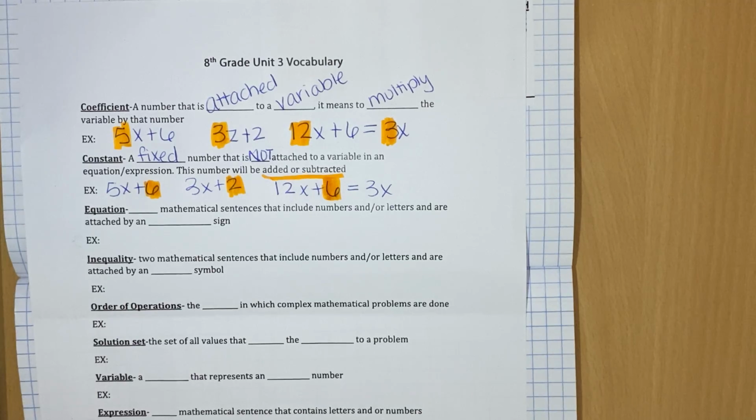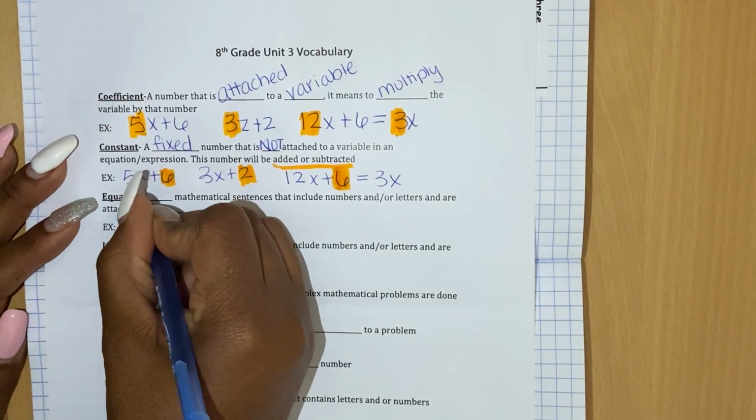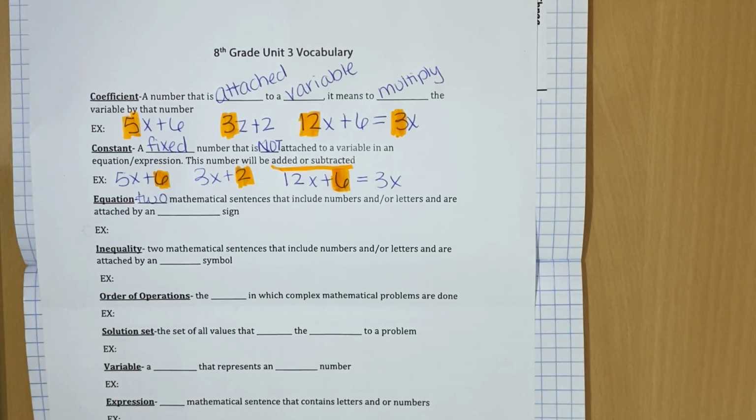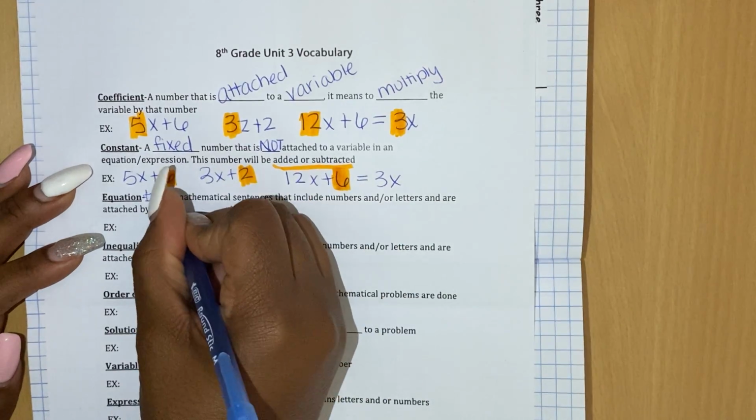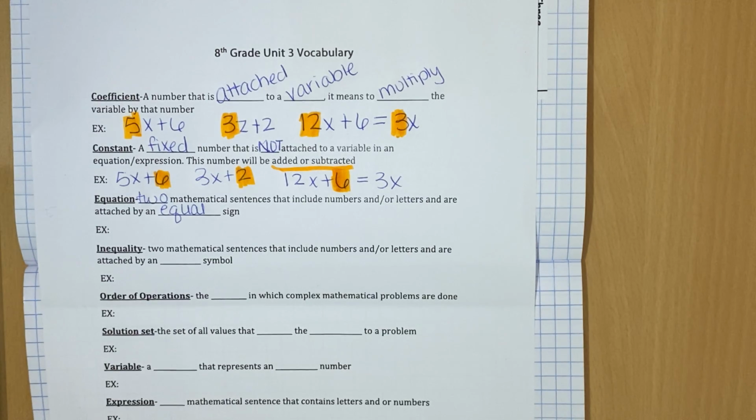Okay. An equation is when you have two mathematical sentences that include numbers and or letters, and they are attached by an equal sign.